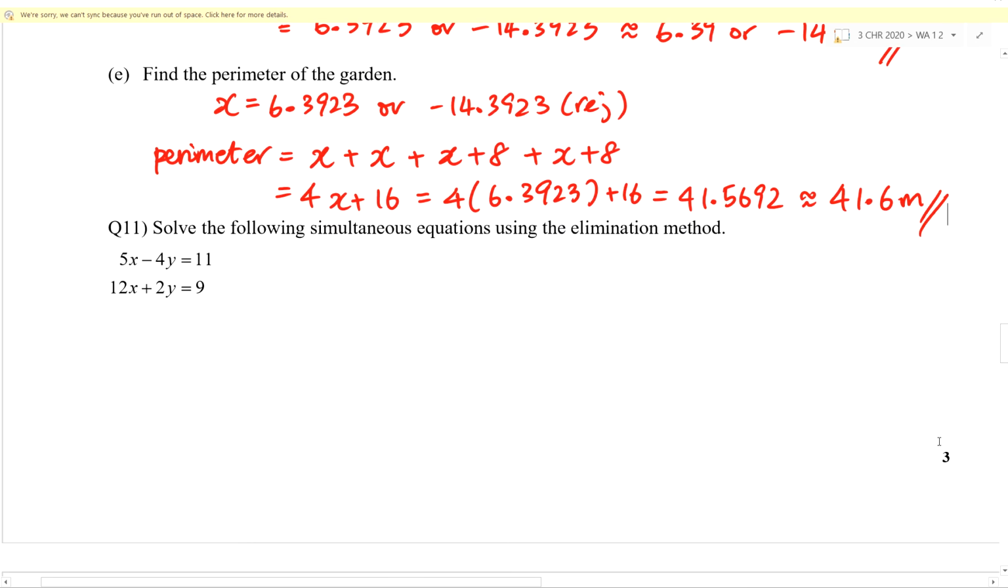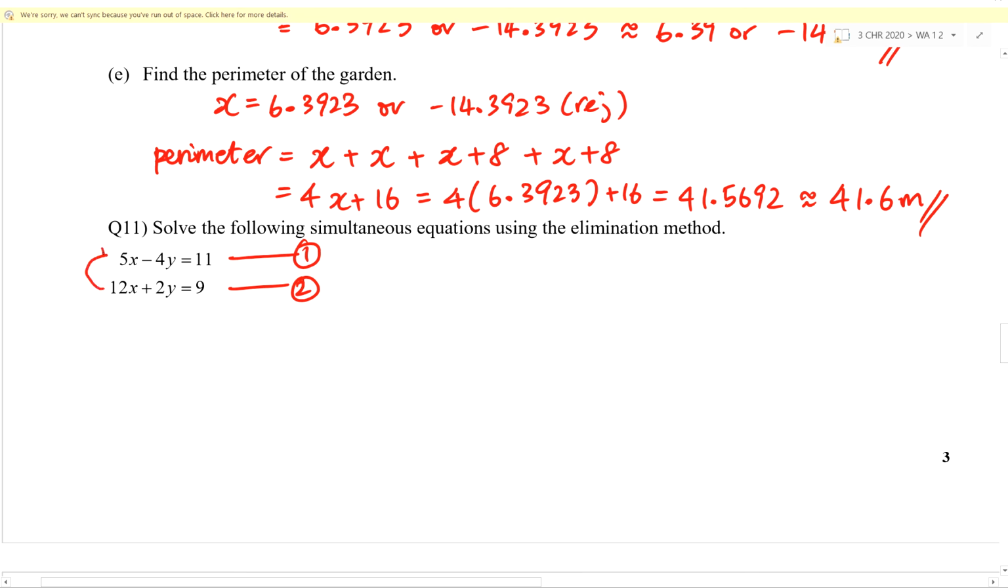So elimination method for solving simultaneous equations, we let this be equation number 1, let this be equation number 2. So we compare x terms. Can I make a 5 become a 12? So that's not easy. Likewise, 4 to become 2. Yes, we can divide this by 2, but we would end up with 5 divided by 2, which is a fraction, and 11 over 2, which is a fraction, which we would rather not happen.